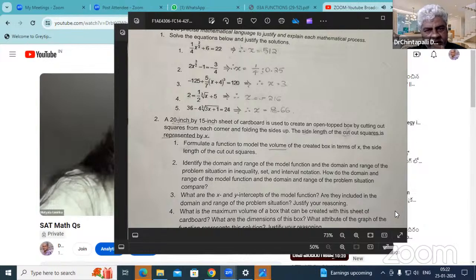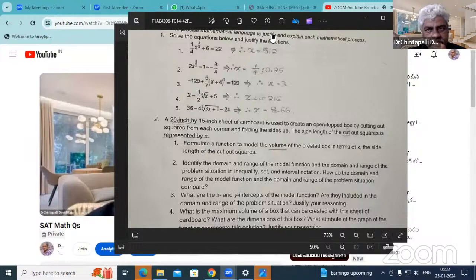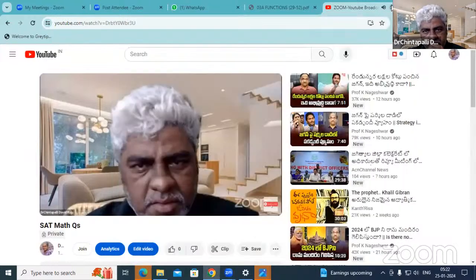Is it related to domain and range? Yes, sir. For this second question, the second one.